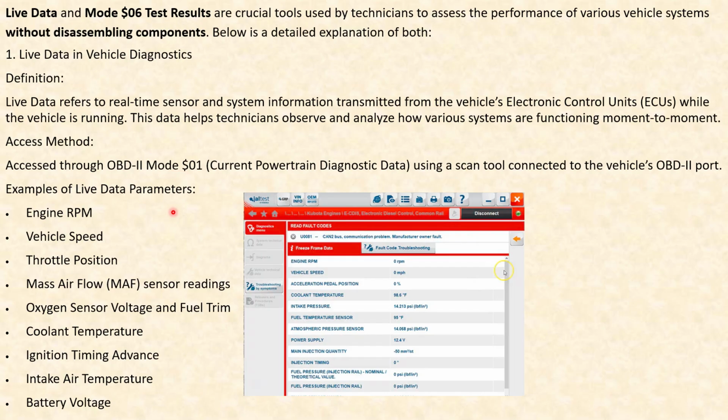Now, examples of live data parameters in the engine. As you can see, these live data parameters include engine RPM, vehicle speed, throttle position, mass airflow sensor readings, oxygen sensor voltage and fuel trim, coolant temperature, ignition timing advance, intake air temperature, and battery voltage. So these are all the various parameters that are prevalent in the vehicle while the engine is running.